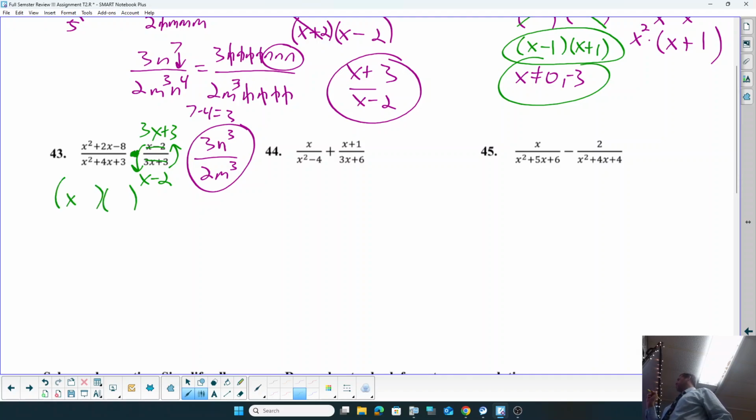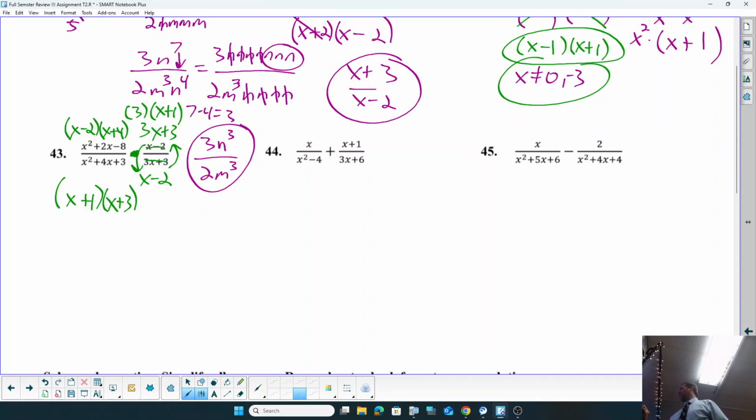Okay, so what are factors of 3? 1 and 3. Plus and plus. Good. What are factors of 8? Factors of 8 are 2 and 4. Sign middle term goes with a bigger number. 4x minus 2x is 2x. And then this guy, we can actually pull out a 3. And when you do, you're left with x plus 1.